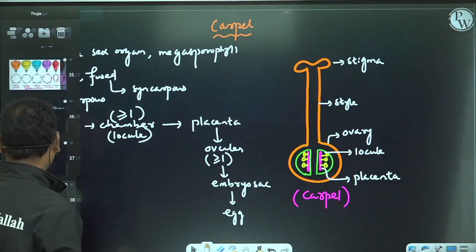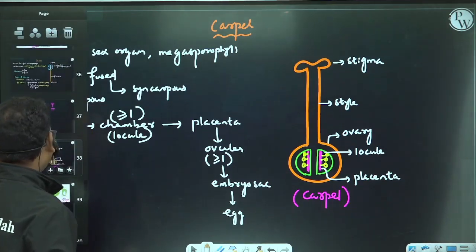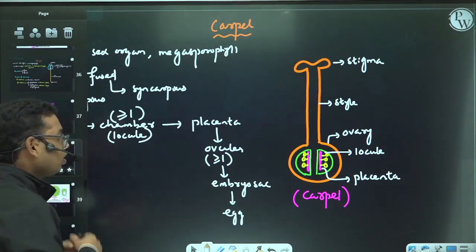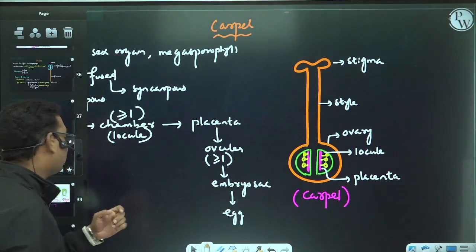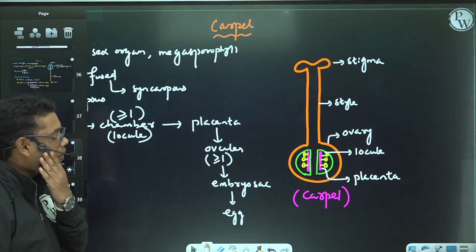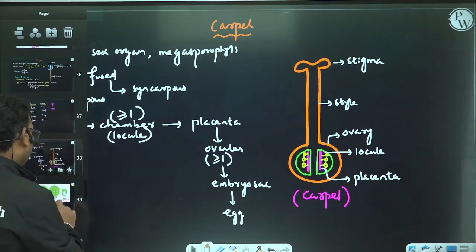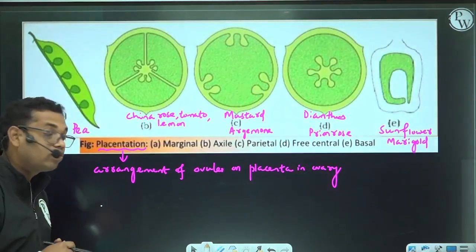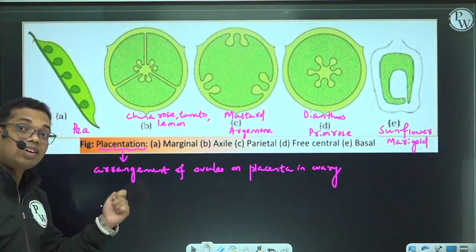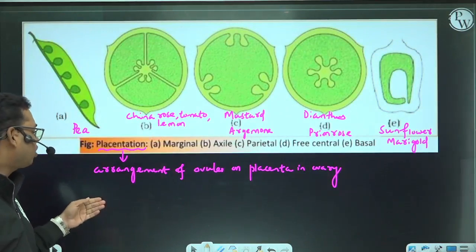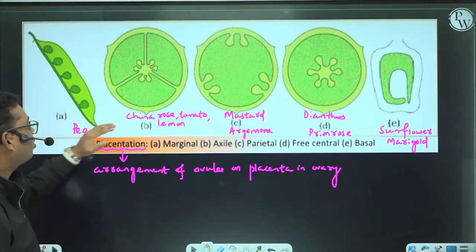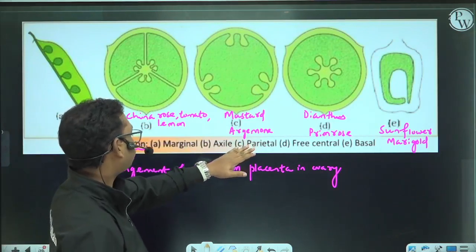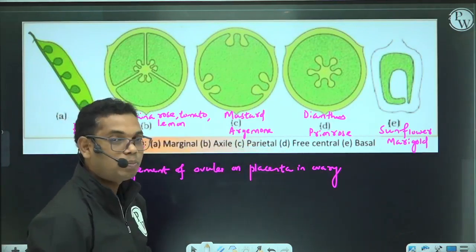Now in the carpel, the ovules are present. The arrangement of ovules on the placenta inside the ovary is called placentation. What is placentation? The arrangement of the ovules on the placenta in the ovary is called placentation, and the placentation is of various types: marginal and axial, then parietal, free central, and the basal type.